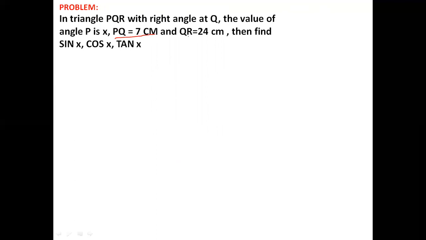PQ is equal to 7 centimeters. QR is equal to 24 centimeters. Then you find sin x, cos x, tan x. First I am drawing the figure, triangle PQR, with a right angle at Q. So you have to draw the right angle triangle.